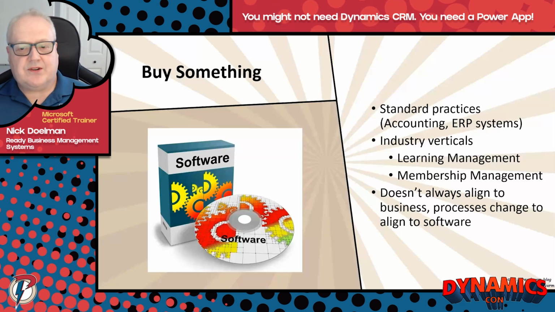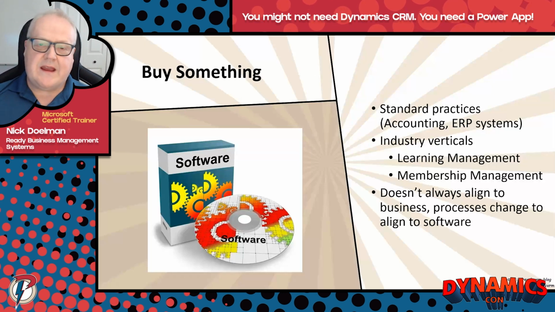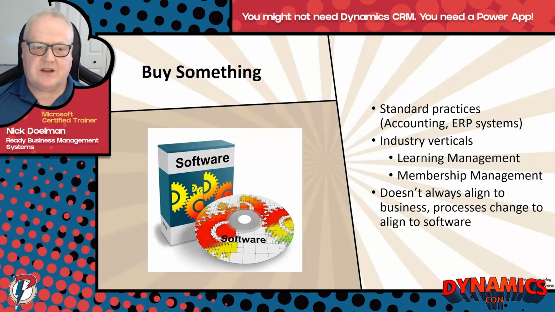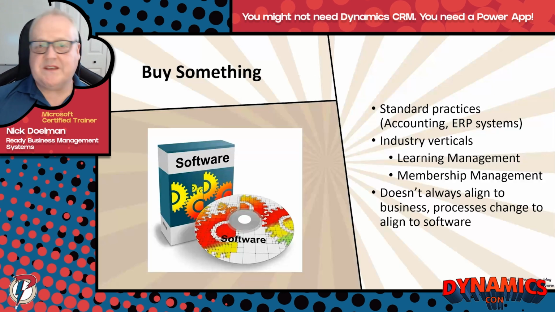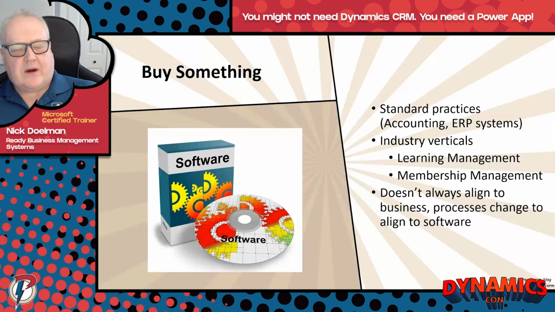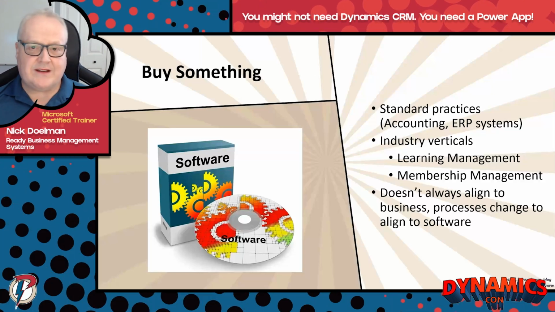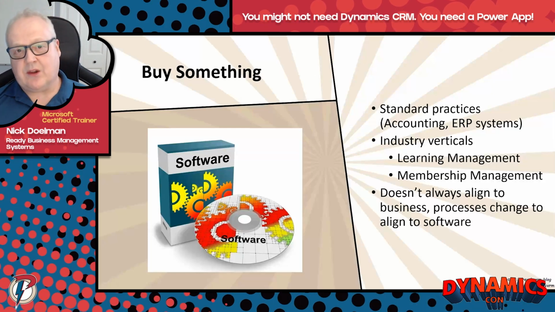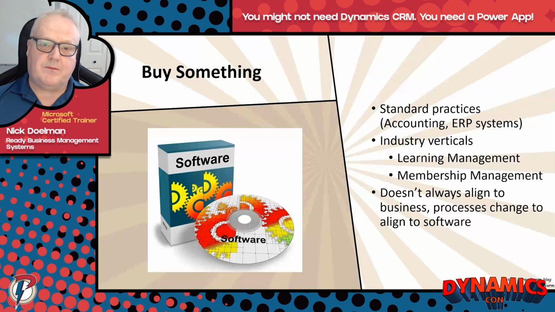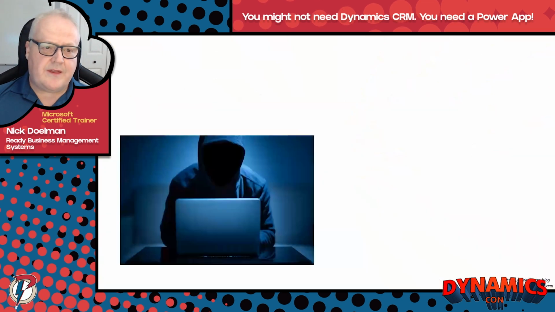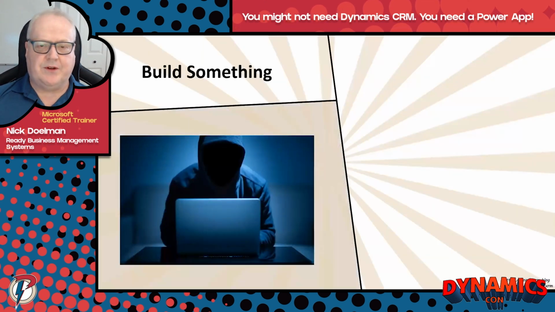There could be other industry verticals out there. It could be a learning management system, a membership management system. But at the end of the day, even with some of these systems, they might not always align exactly with the business. There might be some processes where you need to change that software, or you might change your own business processes to align with that software. Now, there's nothing wrong with buying something, because we're going to take a look a little bit later at what Dynamics 365 offers, including some of the accelerators. So you might actually have a fit there, but we'll talk a little more about how the Power Platform fits in as well.